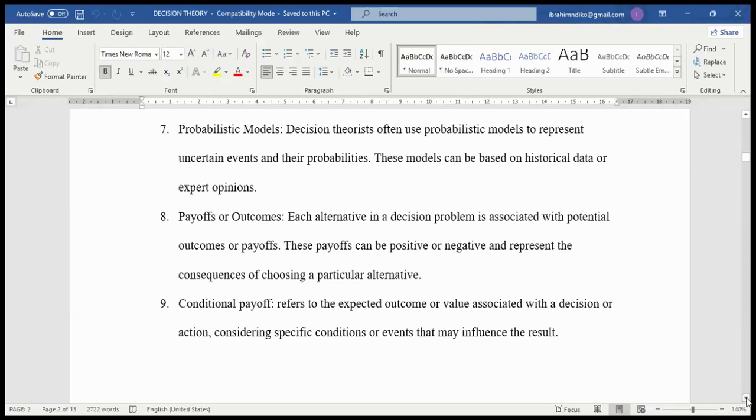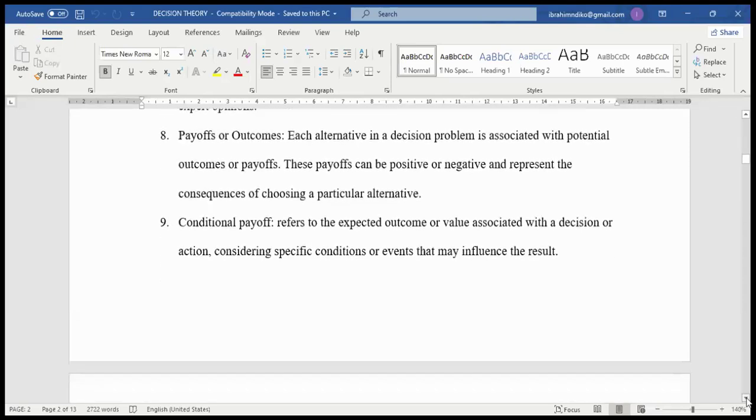Now we talk about payoff or outcomes. Payoffs or outcomes are the final product of any alternative that a person might choose from. So if a person chooses to produce pen A, then after producing that pen, there is an amount they get from selling the pen. Same for pen B and C. Now the payoff can either be in the form of profit or in the form of a loss.